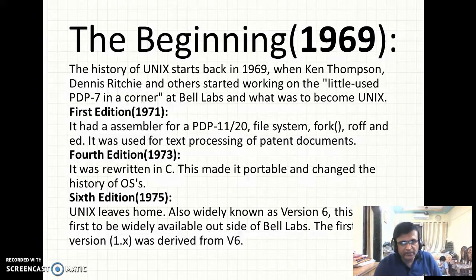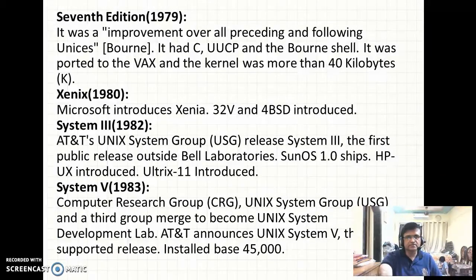Next came the fourth edition in 1973. It was written in C. Unix was portable and changed the history of OS. The sixth edition came in 1975. It came out of the Bell Labs for other people to use, and the version of Unix was 6.